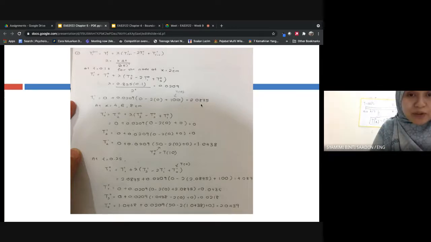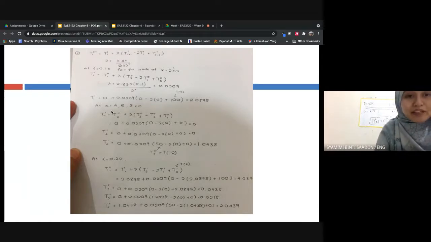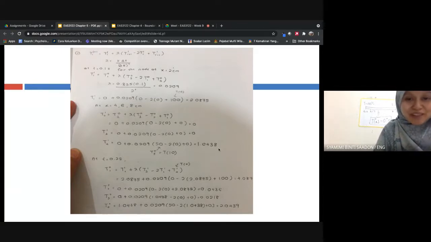So we have T11 equals 2.0875. T11 means the temperature at 2 centimeters and at 0.1 second. We have to do the same thing for x equals 4, 6, 8 centimeters, which means at 0.2, 0.3, 0.4, 0.5 up to 10. So we calculate this using the explicit method, and we have until here.